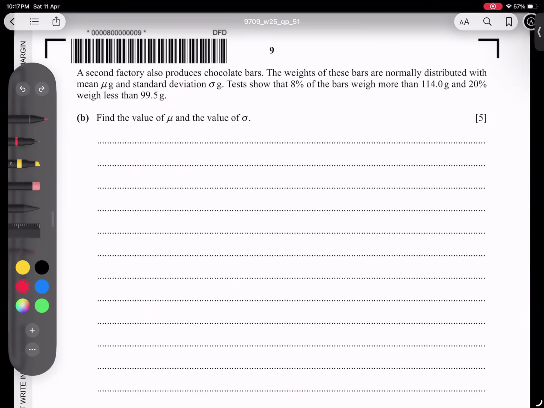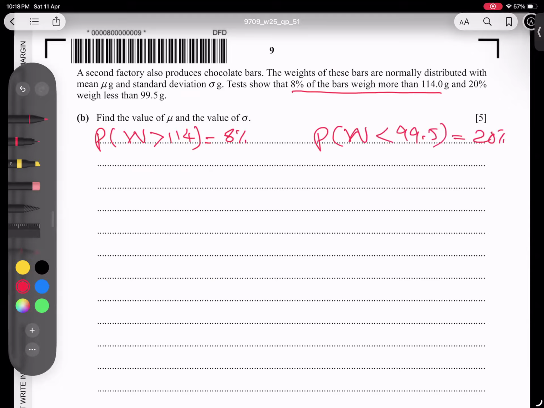So the test shows that 8% of bars are more than 114. So the weight of a bar more than 114 grams is equal to 8%. And 20% are less than that: weight less than 99.5 grams is 20%. So we have two equations, students. Now we have a 5 mark question. We'll make two equations and solve them simultaneously to get the answer. So let's proceed and see how to write it.